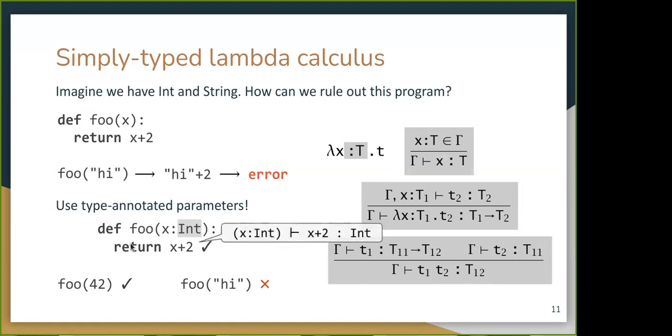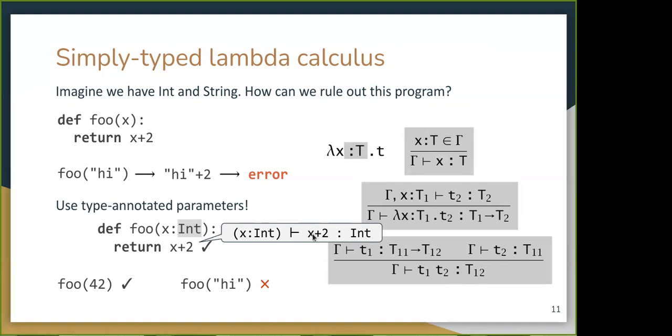So in our running example, if we are type checking the body of this foo function, we know that currently in the context we have variable x of type int. And then we have to check that x plus 2 is a good program. In this case, plus is allowed for integers, so we can type check it.